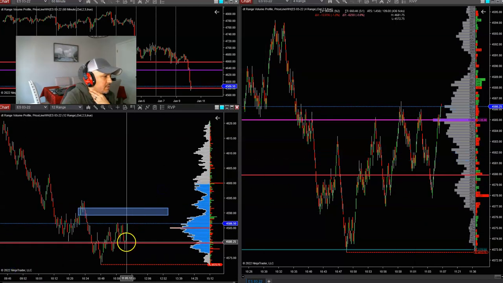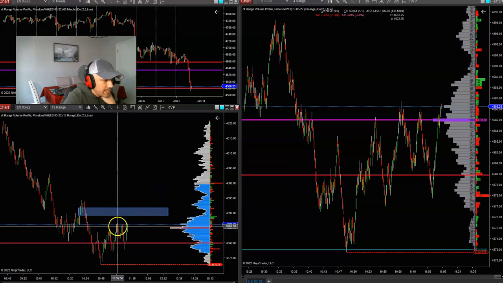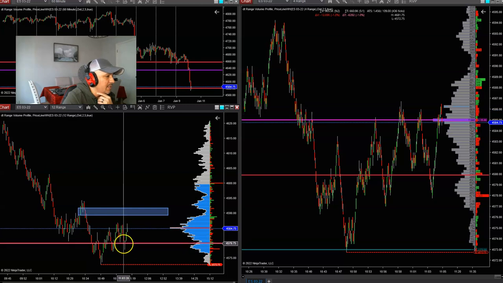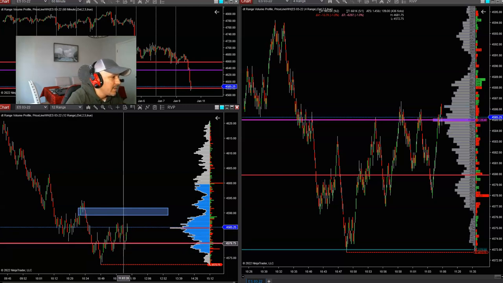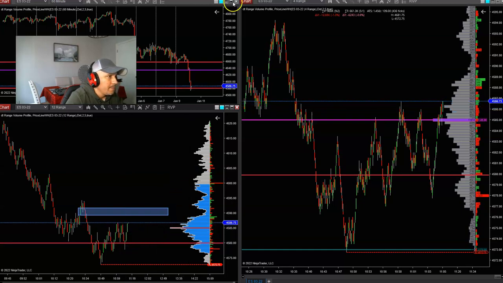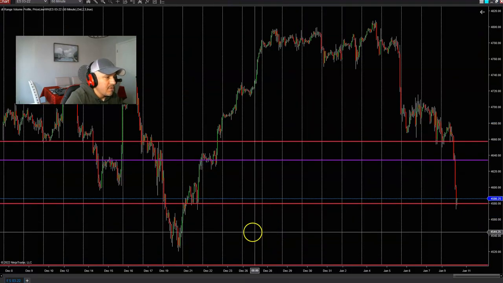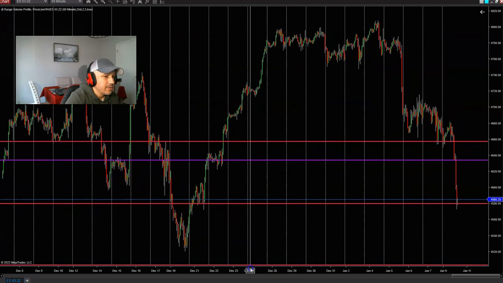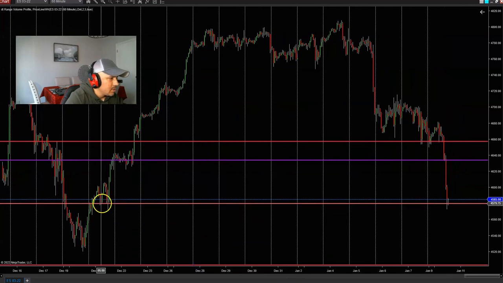Okay, so here was an area to buy right here. Price pulled back, breaking structure right here on the upside, and it's pulling back to this area of demand. I didn't take that trade. All right, so if we move over and look at the 1-hour chart here, let's see.